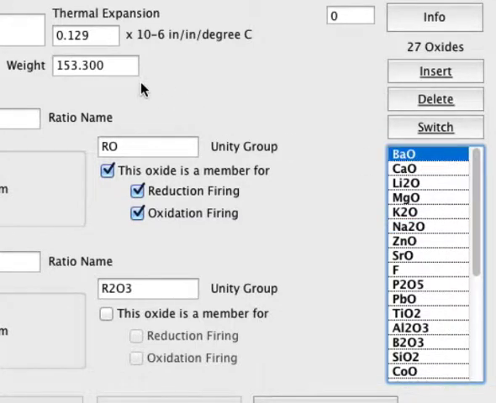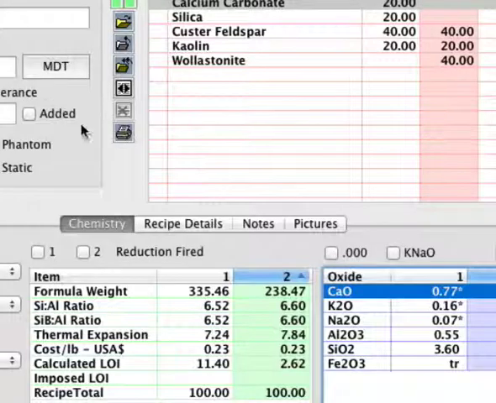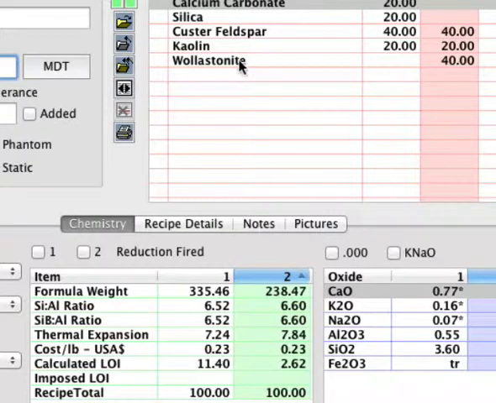Let's look at the barium again, 153. Now, strontium is often substituted for barium, but it's only 103. So this has to be taken into account. So let's close this. Another dynamic is loss on ignition.